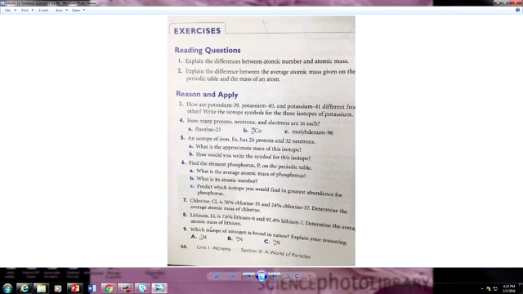Which isotope of nitrogen is found in nature? Explain your reasoning. Your key here is to remember, look at the periodic table. What's the average atomic mass? Your most abundant form of an element will be very close to the average atomic mass.